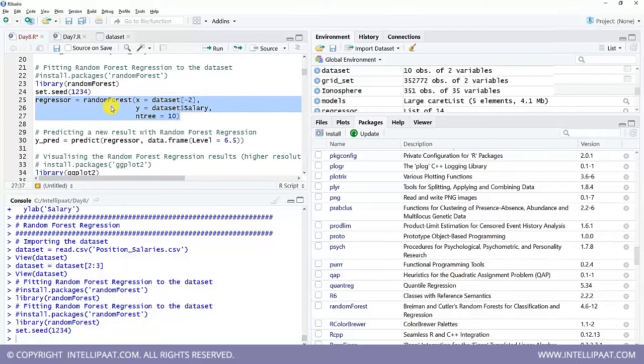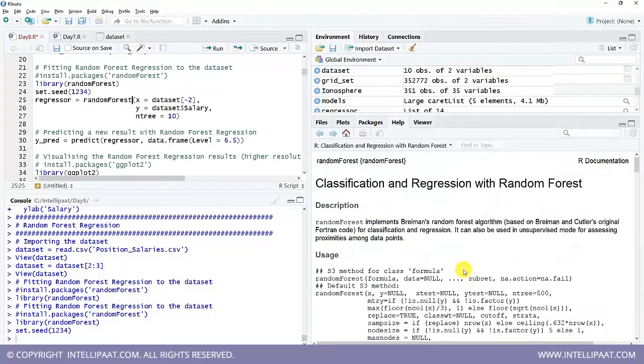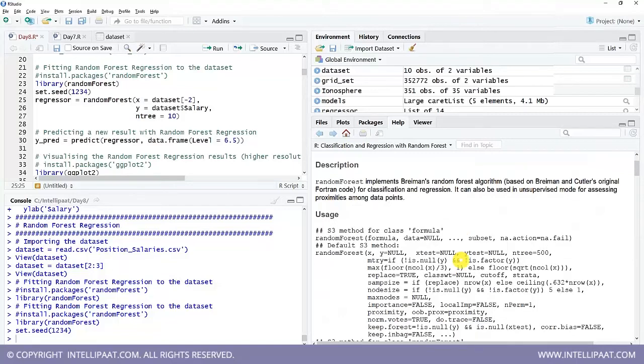How does this random forest work? The package name is randomForest, and again the function. This is a function. This is also randomForest. Okay, this is the function to generate the random forest model. Okay, randomForest x. If you want to know the details, click on F1 here. You will get a help.